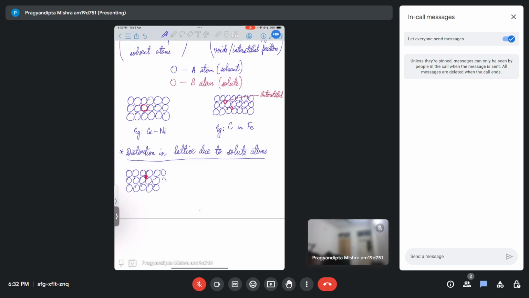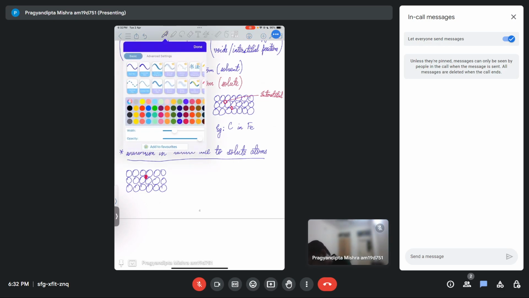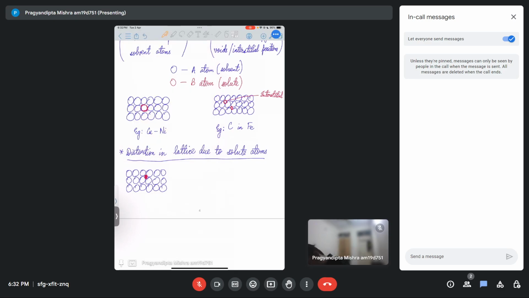Let's extend it a little bit more. So what kind of distortion field will we expect around this region? We'll see some sort of distortion like this. Okay. So we'll see a spread out distortion which is non-spherical. This is what an interstitial solid atom distortion field would look like. It will be spread out in one particular manner.